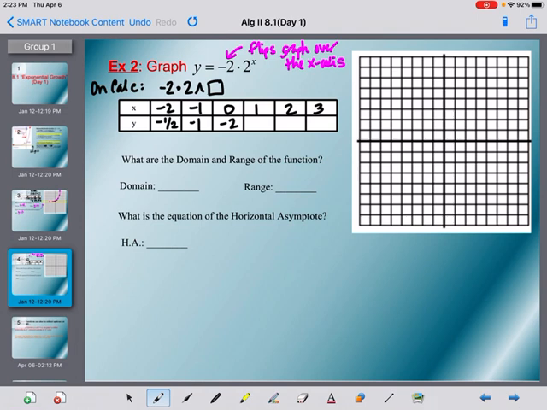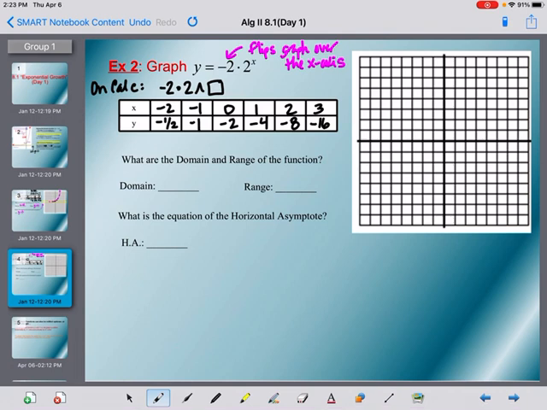When I plug in x equals 1, 2 to the first power is 2. 2 times -2 is -4. When I plug in x equals 2, 2 squared is 4. 4 times -2 is -8. And then finally, when I plug in 3, 2 cubed is 8. 8 times negative 2 is negative 16. That point's going to be off my graph.